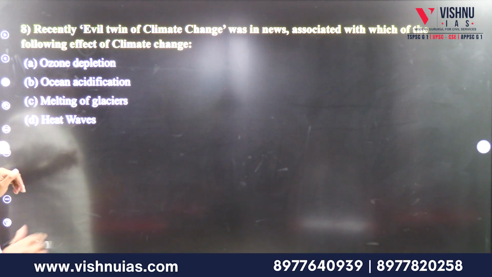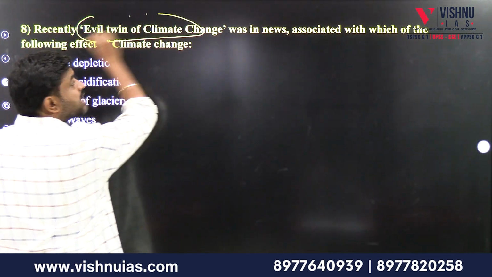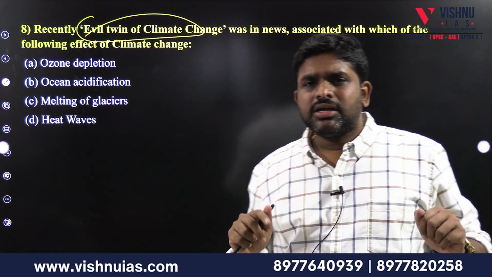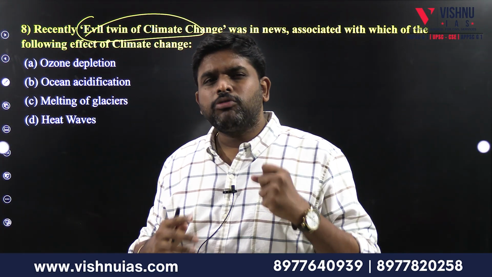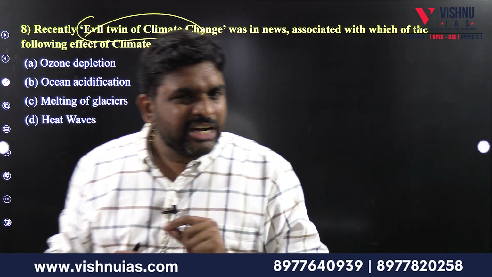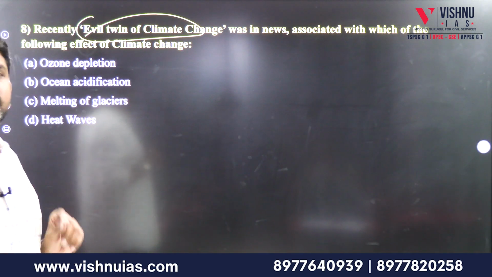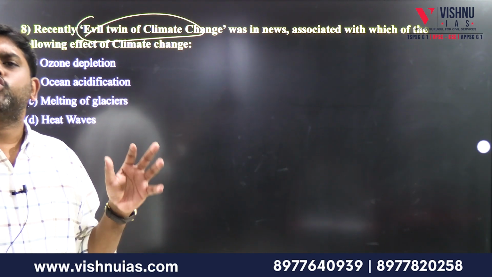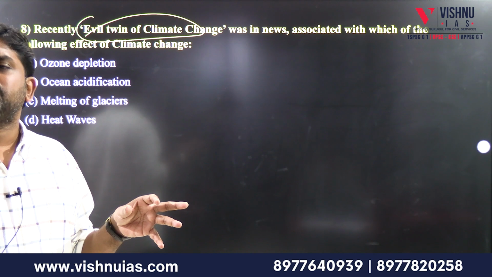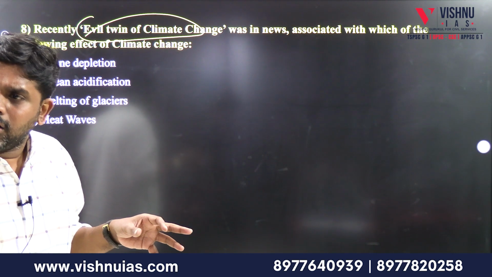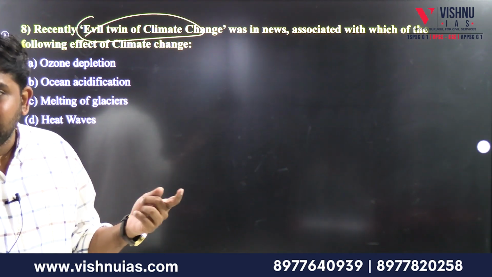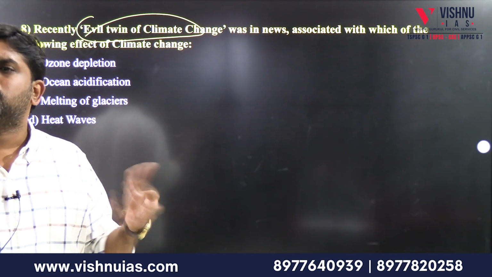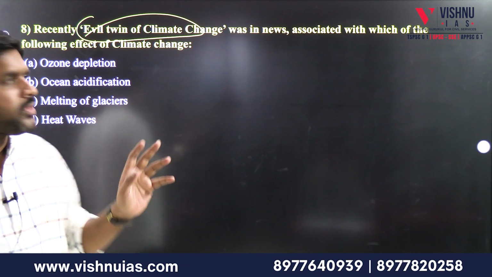Third question: recently, the evil twin of climate change. We can expect this type of question. Sometimes, even without reading, we have to be in a position to answer it. Evil twin. The first one is ozone depletion. Ozone depletion is one evil. What is that one evil? If ozone is getting depleted, the UV rays from the sun will fall directly onto the earth's population. So there is only one evil because of ozone depletion, no other. The UV rays will fall directly onto human beings, who will suffer with cancer.